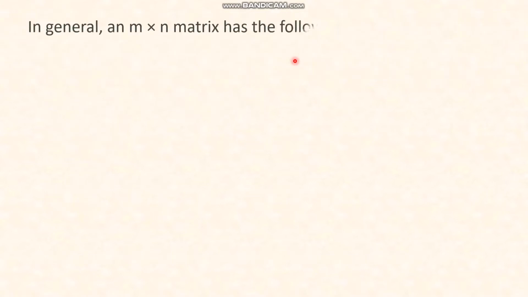So in general, an m cross n matrix has the following rectangular arrangement. M by n matrix means there are m rows and n columns. So on this side there will be m entries. In the vertical way there will be m entries, and in the horizontal way there will be n entries, because there will be n columns. So it will look something like this.